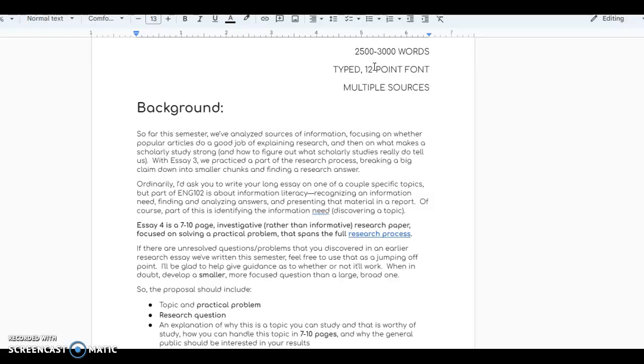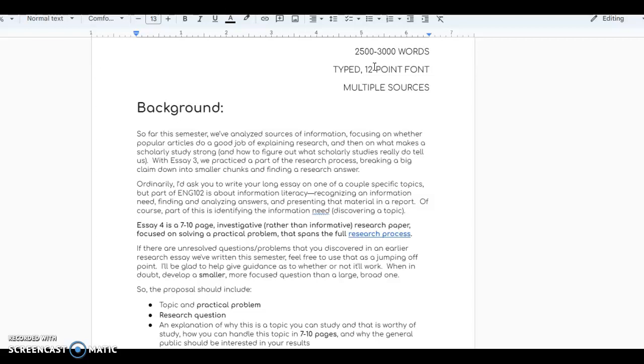Now, in terms of background, this semester, we've analyzed sources of information. If we think about essay 1 and 2, what we really did is look at whether popular articles or scholarly articles do a better job of explaining research. I think we found that generally scholarly articles do. And then what makes those scholarly articles strong, right? What about the study design, the ways in which we try to answer questions might make them more or less reliable, okay? With SA3, we practiced a part of the research process, breaking down a big claim into smaller chunks and finding a research answer.